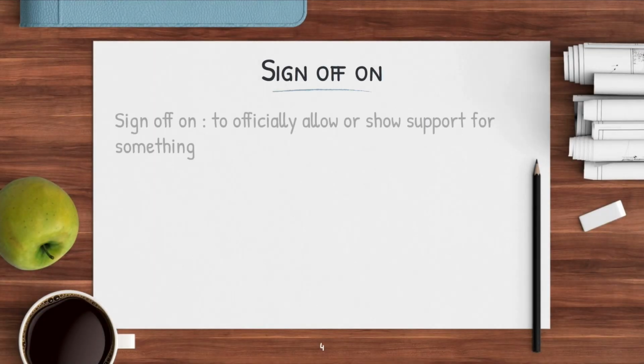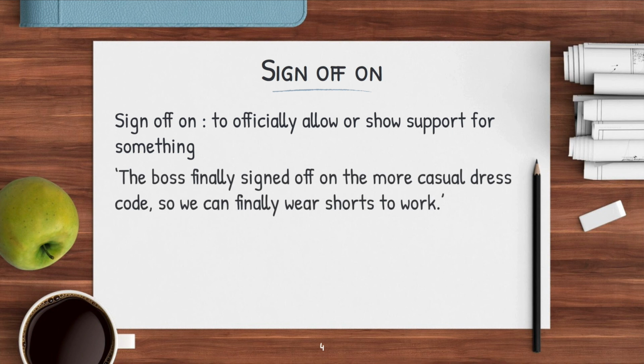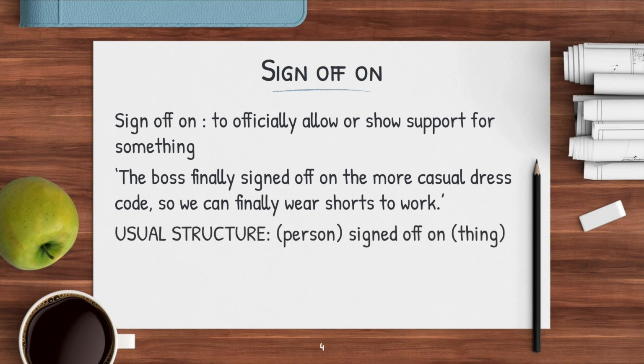Next, to sign off on something means to officially allow or show support for something. For example, the boss finally signed off on the more casual dress code so we can finally wear shorts to work. This is saying the boss finally officially allowed the more casual dress code. For the structure here, most of the time you would start with the person and then sign or signed off on, and then the thing that they are now allowing.